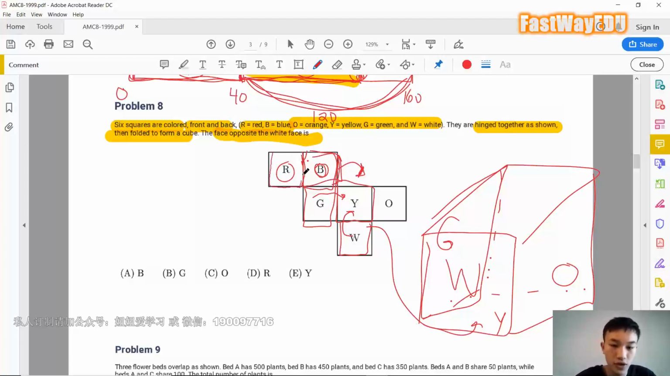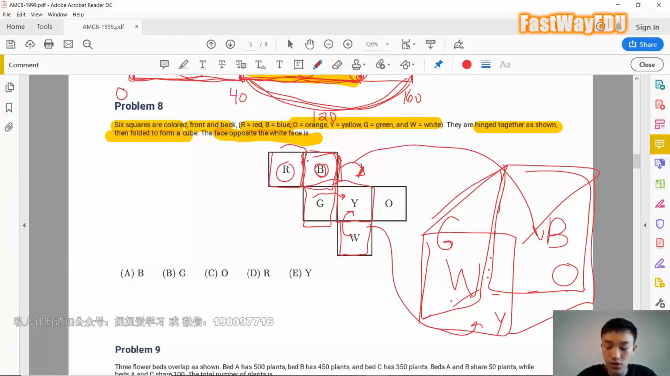So the R is going to flip up because of the B. The B is going to flip around, so it's going to be at the back face here. That's going to be the B, and the R, since it's connected to the B, also comes along with the B, and it's going to rest on the top face. Now, what's the face opposite the white face? Well, the white face is on this side, so opposite that is the blue face, or the B, or answer choice A.